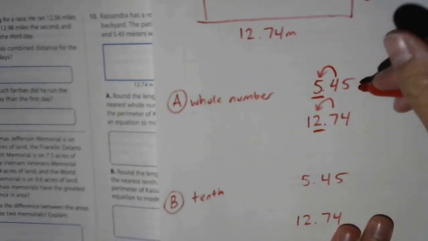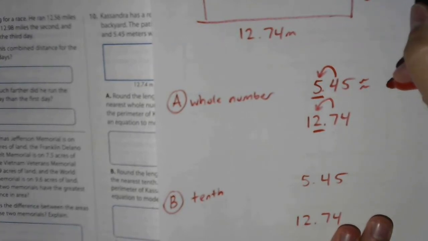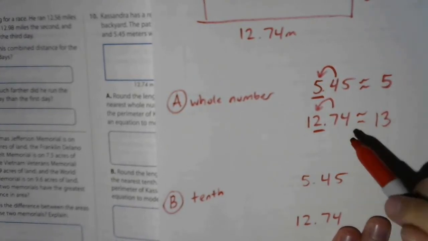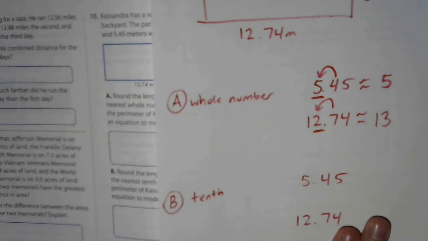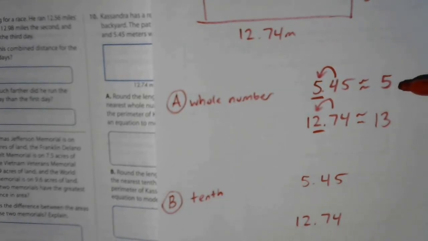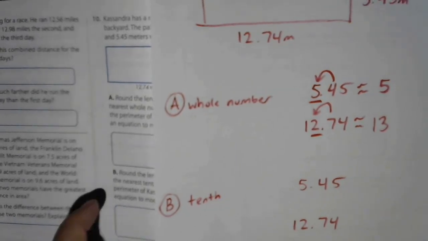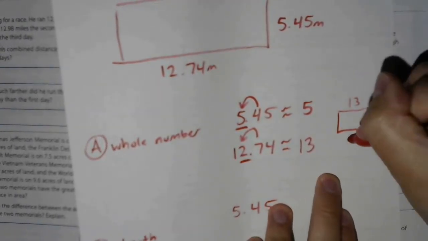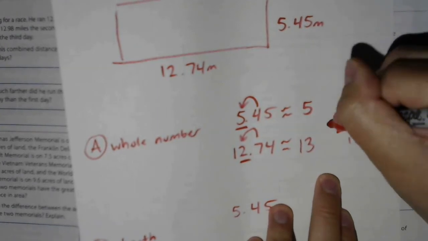value. So the 5 is going to stay a 5 because that value is 4. The 12 is going to move up. It's going to round up to a 13 because the 7 is 5 or more. So we're going to raise the score. So now we have lengths here of 5 and 13. So I'm going to redraw this out. Okay, this is 13, 13, 5, and 5.